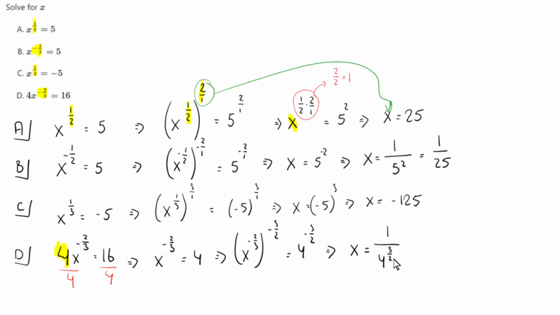Now, we don't want to provide our final answer with a negative exponent. We also don't want to provide our final answer with a rational exponent, so a fraction. Anytime you have a rational exponent, you can convert that to a radical. So this is going to be 1 over the square root of 4 cubed. So the square root of 4 is 2, cubed, which is the same thing as 1 over 8.